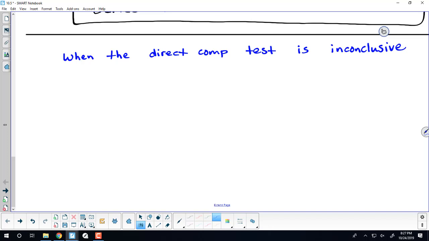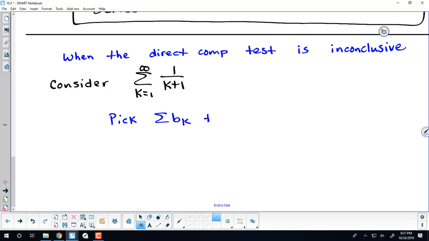So when is the direct comparison test inconclusive or doesn't work? Let's consider the sum from k equals 1 to infinity of just 1 over k plus 1, or 1 over k plus 2, whatever. So here we would probably pick our b sub k to be what? Just 1 over k. So we would pick b sub k to be this one.